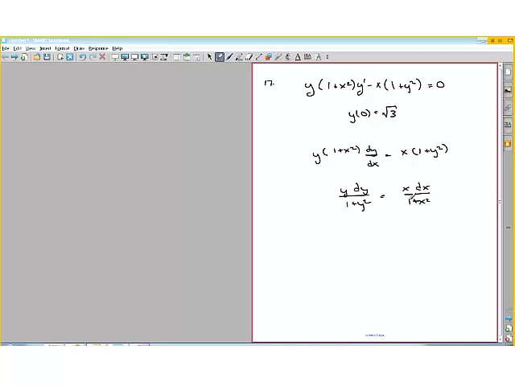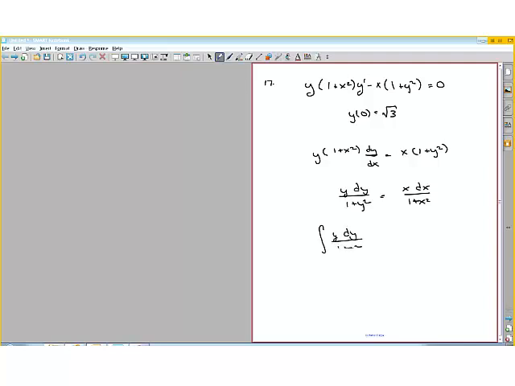So that's the separation of variables part. Again, this is there from there, multiplied by dx, gets it up here, divided by 1 plus x squared, moves it to the denominator. y dy, and we divide by 1 plus y squared. Okay, so we can now integrate these two separately.